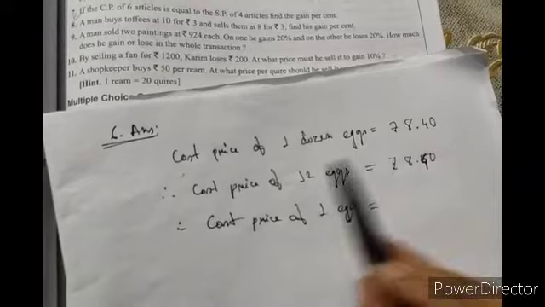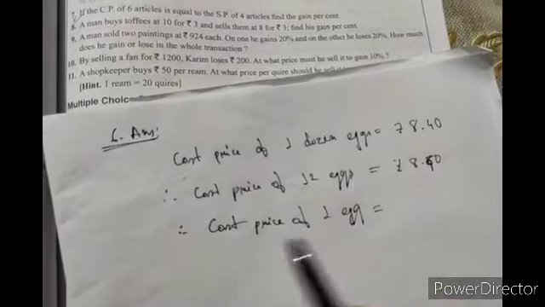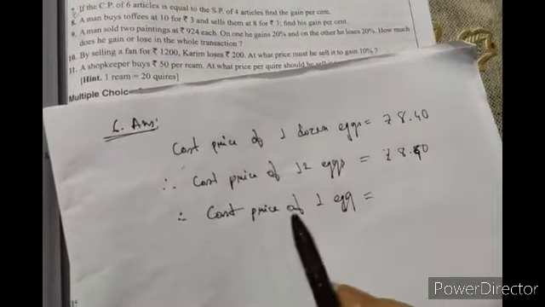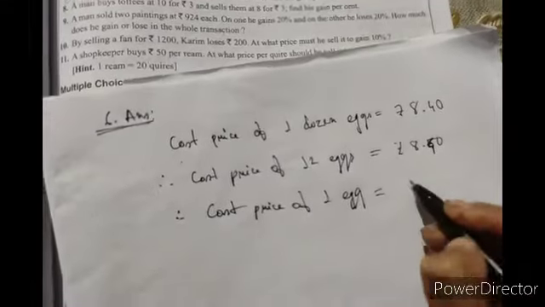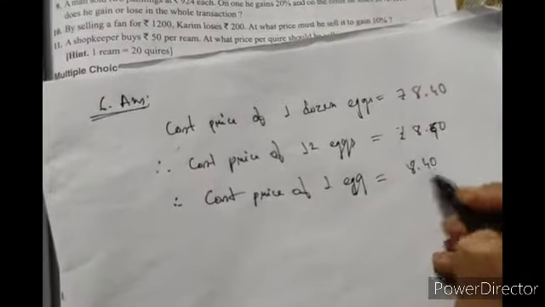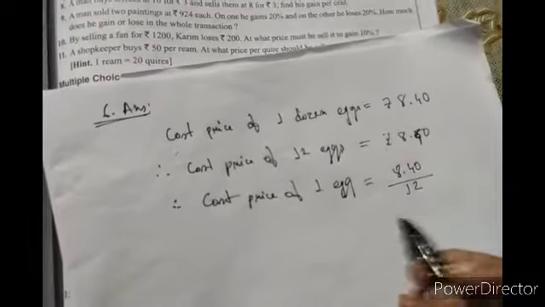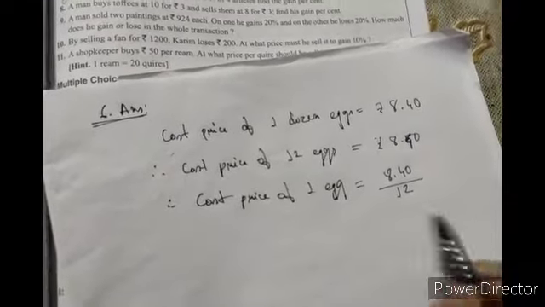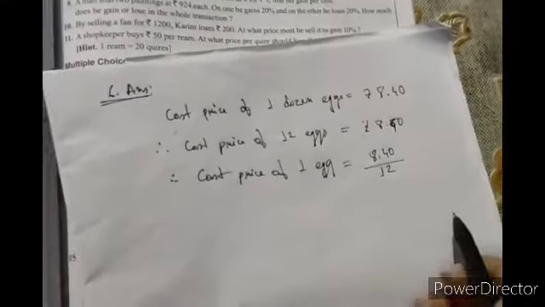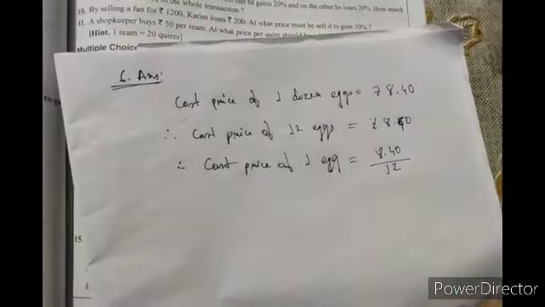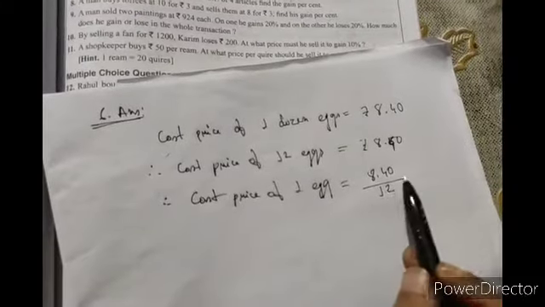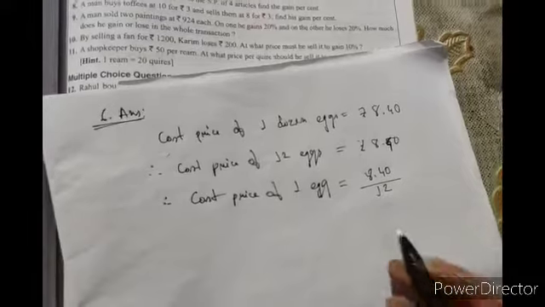Cost price or information about multiple number is given when we need to find this for unit item. What we need to do? Unitary method. That means 8.40 by 12. Is it clear? We solved that type of question in exercise 9C also and in unitary method also, na? So cost price of 1 egg will be rupees 8.40 by 12.